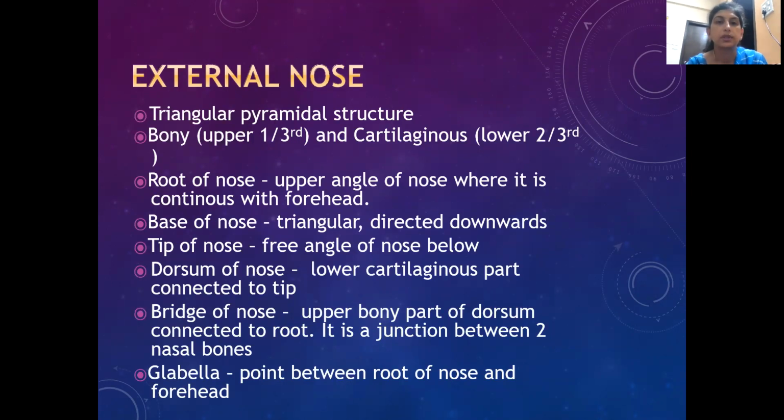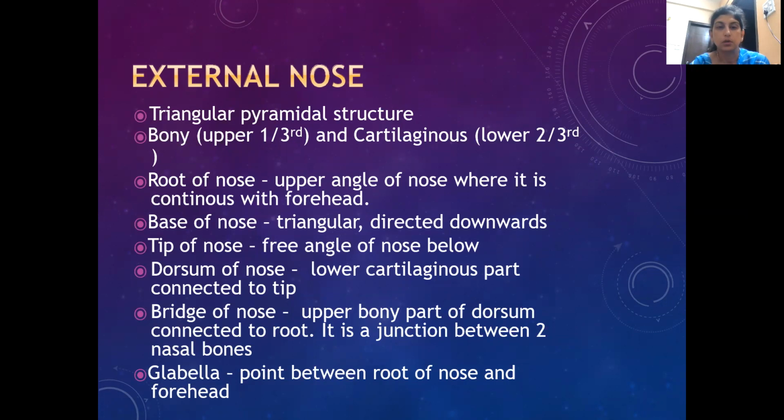So, first about the external nose, it is a triangular pyramidal structure which is composed of bony and cartilaginous framework. The bony part is the upper one-third part, and the cartilaginous part is the lower two-third part. The few terminologies, that is root of the nose, it is the upper angle of nose where it is continuous with the forehead. Base of the nose, which is triangular, directed downwards. Tip of the nose, which is free angle of nose below.